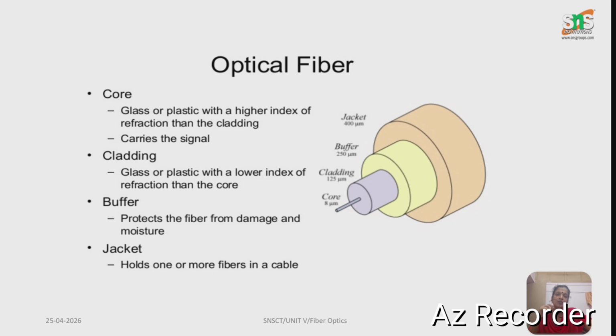The core is made up of glass or plastic with a higher index of refraction than the cladding, and it carries the signal. And then we can see the cladding. It is also made up of glass or plastic with a lower refractive index than the core. And then the buffer, it protects the fiber from damage and moisture. And then the jacket, it holds one or more fibers in a cable.